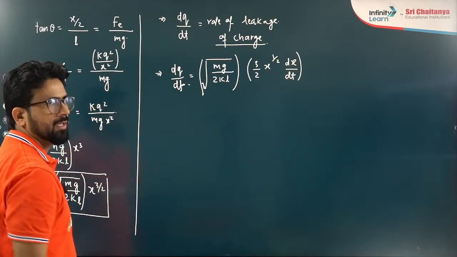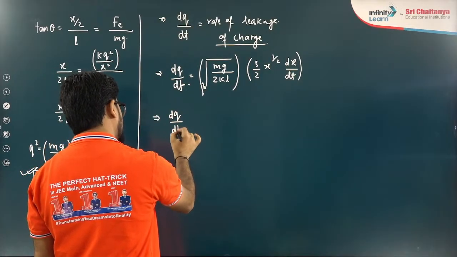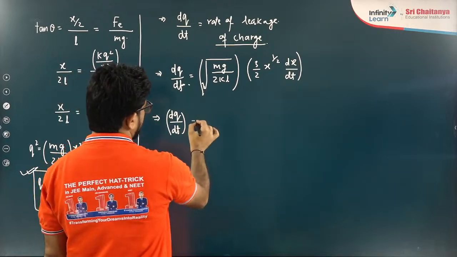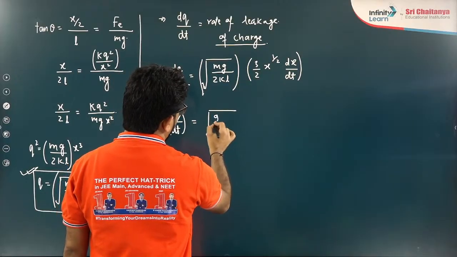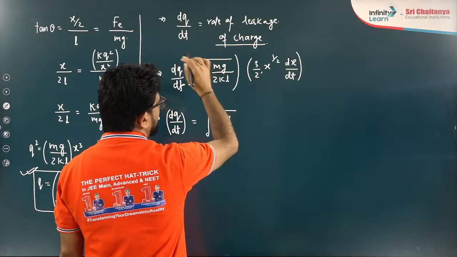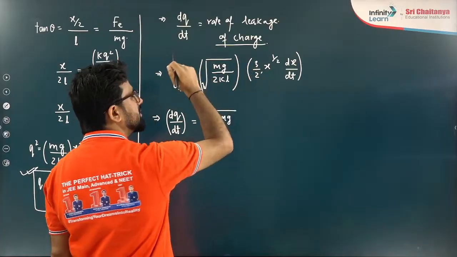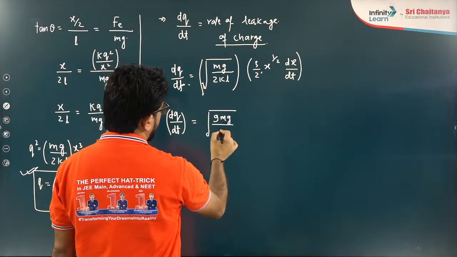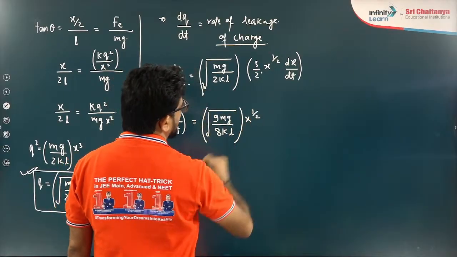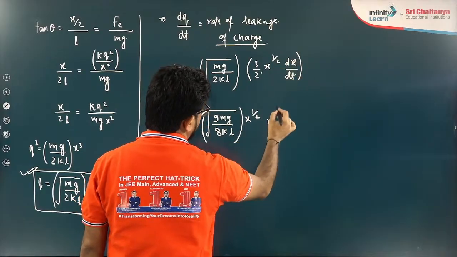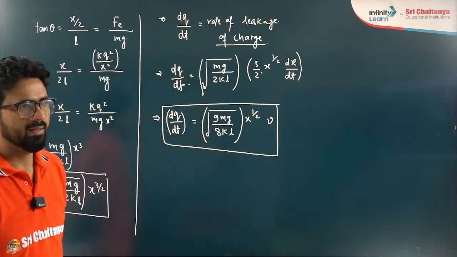Try to understand. So if you put it, what you will get, beta, from here, this is dq by dt, rate of flow of charge, is equal to, this is 3 by 2, I can take this inside the under root. This would be 9 mg, because this is 3, when it goes inside the root it becomes 9. This 2, when it goes inside, becomes 4. 4 into 2 becomes 8kl. This becomes x to the power half, and this dx by dt is nothing else but velocity. Very, very important line. I think it is clear to you.